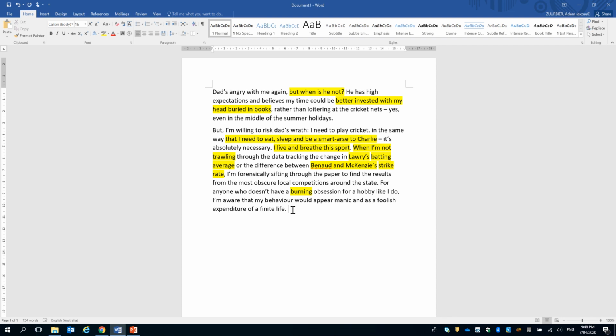Alright, next sentence. "God knows. My parents are certainly in that camp," meaning that they view it as manic and foolish. That's a metaphor.